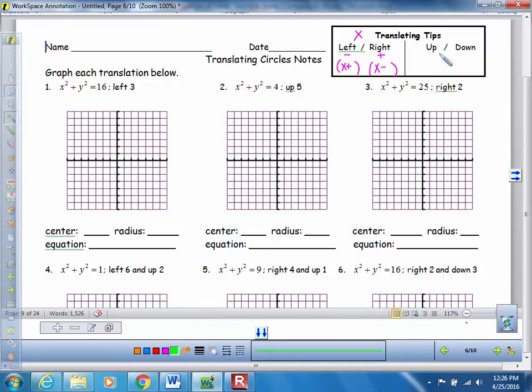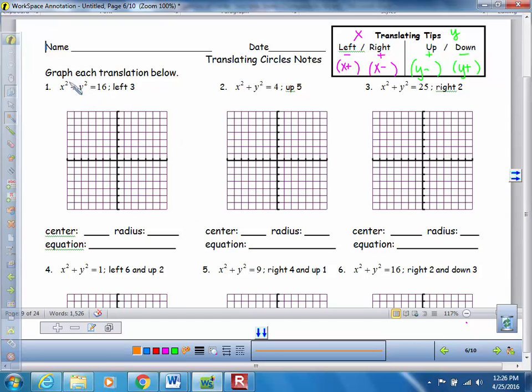Then if it's moving up or down, that's our y value. Up is always positive. Down is negative. And so if it's positive, then in the parentheses it's going to be negative or minus. And if it's negative, in the parentheses it's going to be positive. So that's going to help you as you do these. Looking at number 1, on the first couple, we're going to graph the original, and then graph the translated one so you can see how they move.